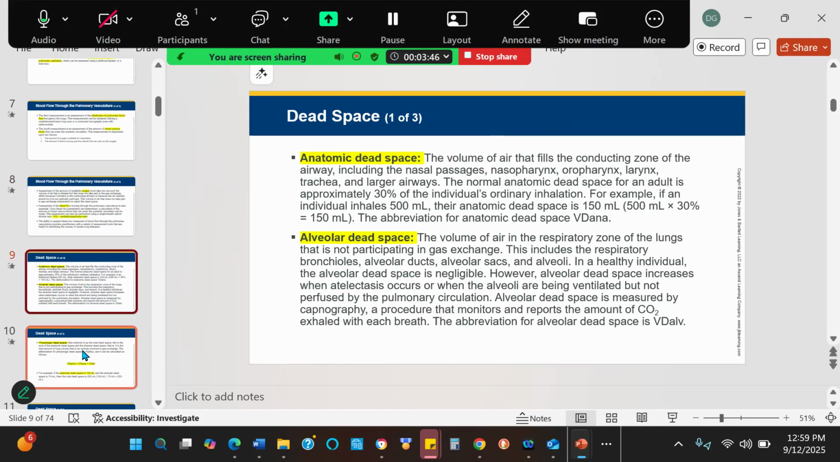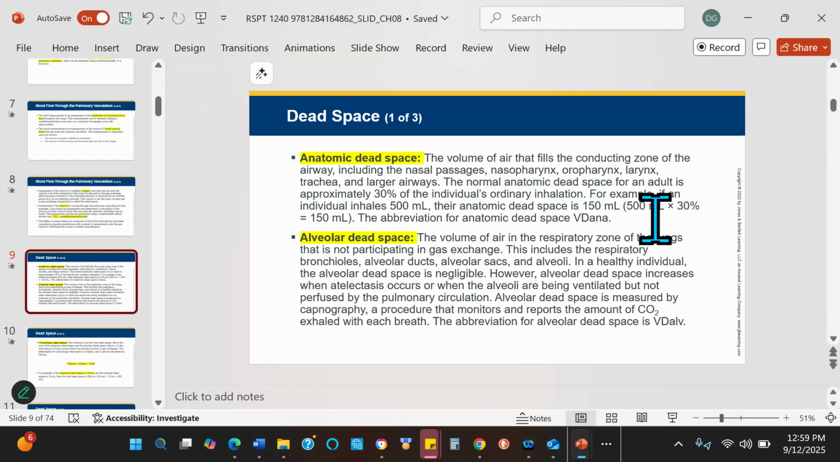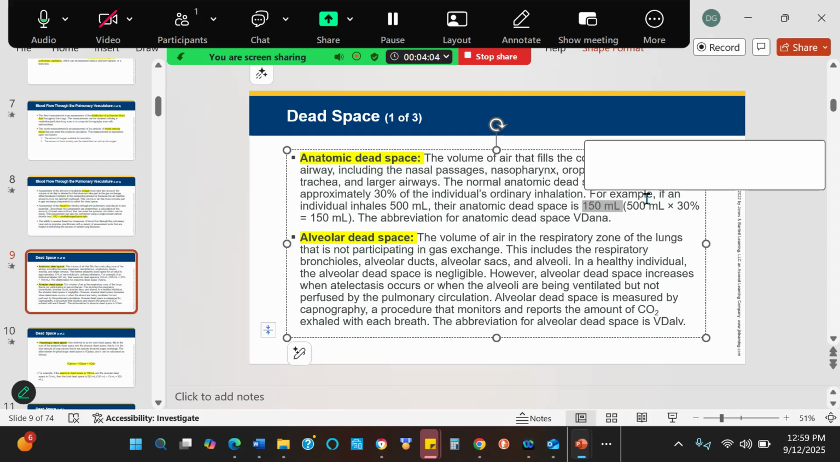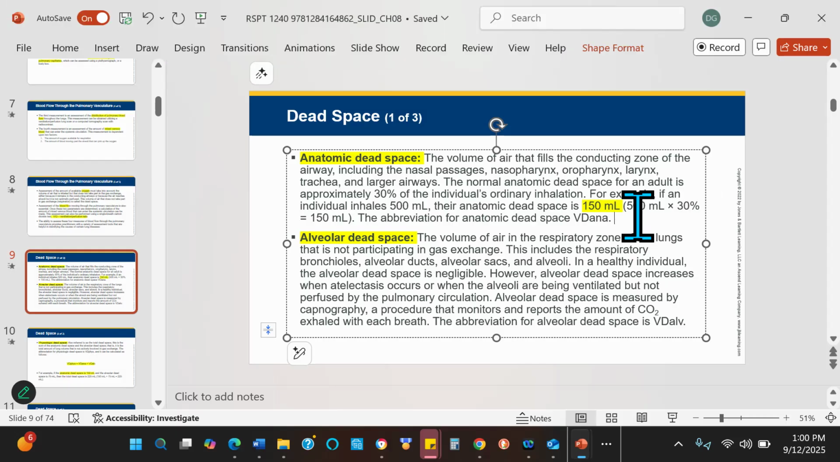So there we go. Anatomic dead space is just the tubes leading down to your alveoli. It's the first, about 20 branches of the respiratory tract. And the amount of anatomic dead space for a lot of patients is about 150 milliliters. And there's a way to calculate that. You just take the patient's weight in pounds, not kilograms, but pounds, and that will be the anatomic dead space. Somebody who has an ideal body weight of 150 pounds will have an anatomic dead space of 150 milliliters.